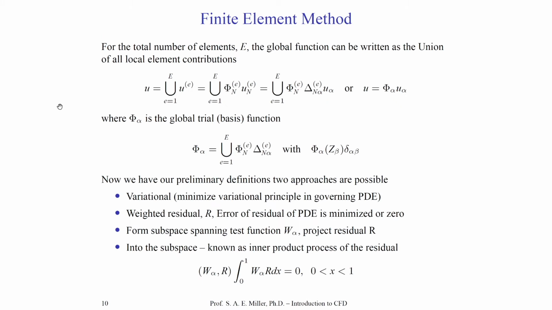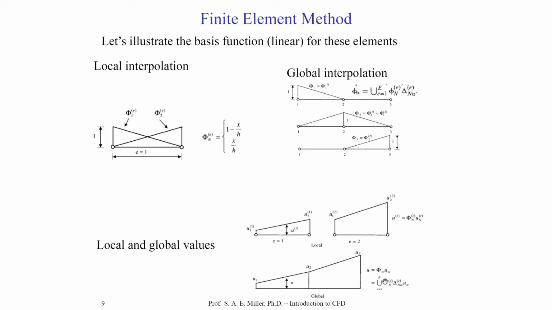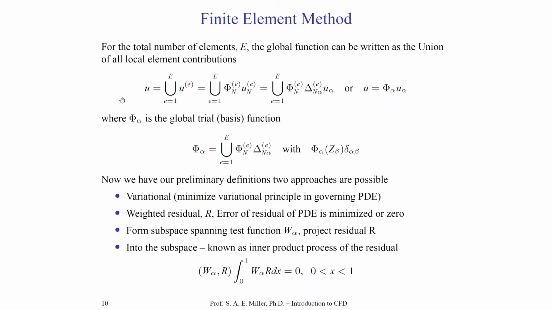For the total number of elements, E, capital E, the global functions will be written as the union of all local element contributions. This is alluded to in these equations down here for these particular 2 elements. We can write that simply as U equals phi sub alpha of U sub alpha. That is, U is nothing but the union of all elements of the basis function for all elements times that Boolean matrix operation times, of course, the velocity alpha for each element. Now, here we define something new, which is phi sub alpha. This is the global trial basis function. This is useful in some formulations.